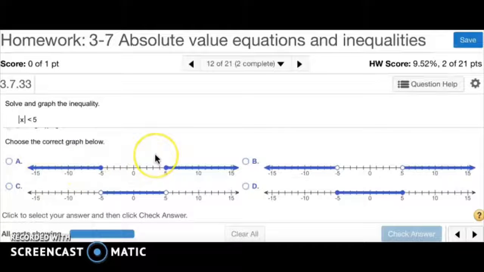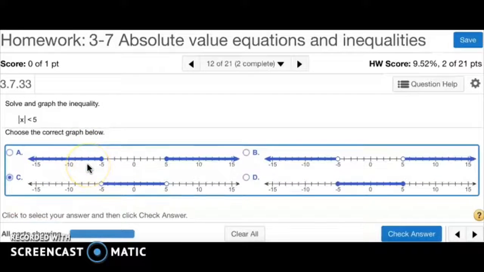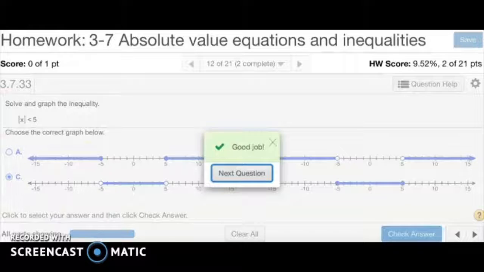And for the graph, it'll be open circles by the interval, the conjunction, so that would be C. And that's the answer for number 12.